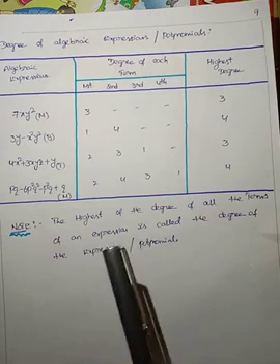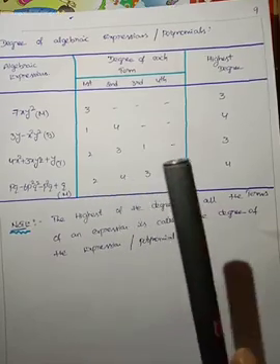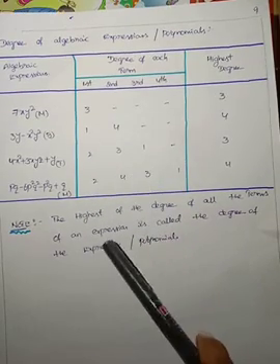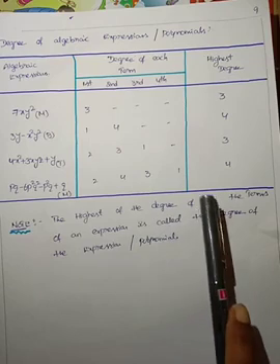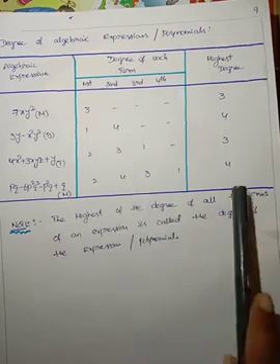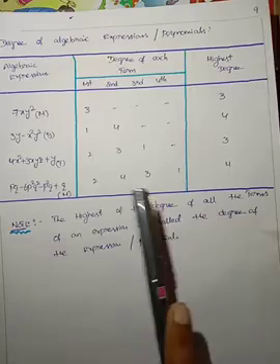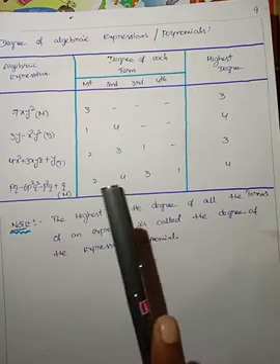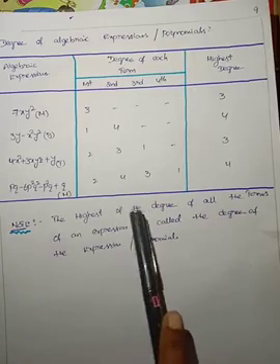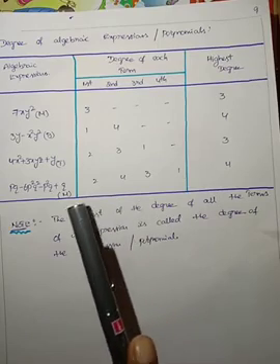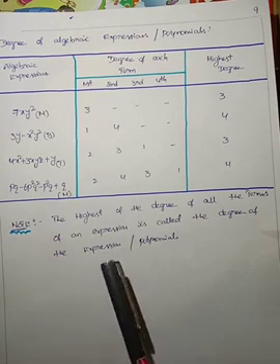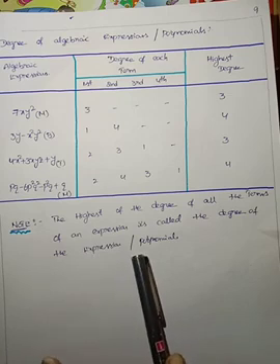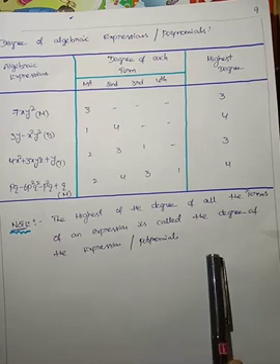How do we find the degree of an algebraic polynomial? We have to take the degrees of all the terms. Whichever is the highest degree, that is called the degree of that particular algebraic polynomial. When we take a polynomial, we have to take the individual terms.